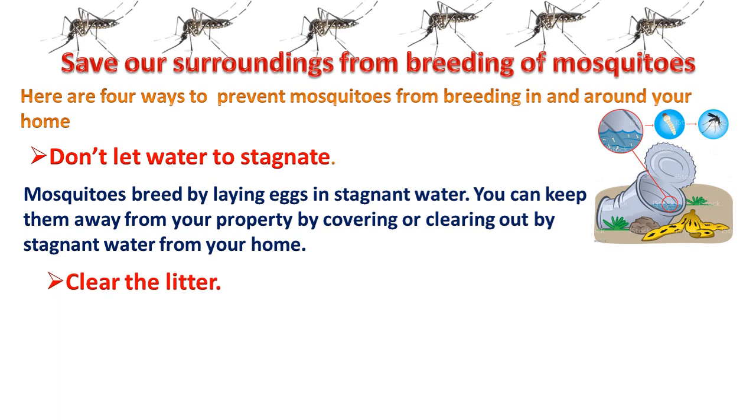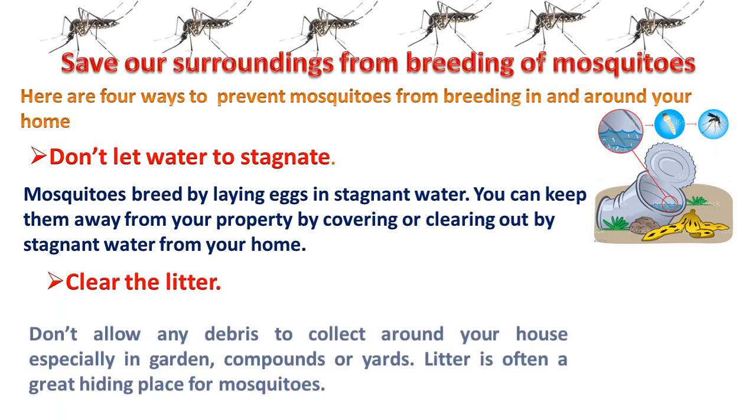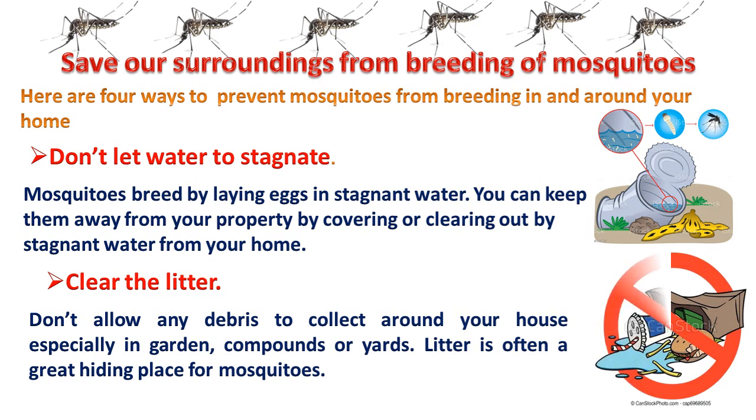Next one, clear the litter. Don't allow any debris to collect around your house, especially in gardens, compounds or yards. Litter is often a great hiding place for mosquitoes. Second step is to clear the litter. Don't allow unwanted pieces of rubbish to gather or remain in your surroundings. This will give mosquitoes an opportunity to hide in your surroundings.